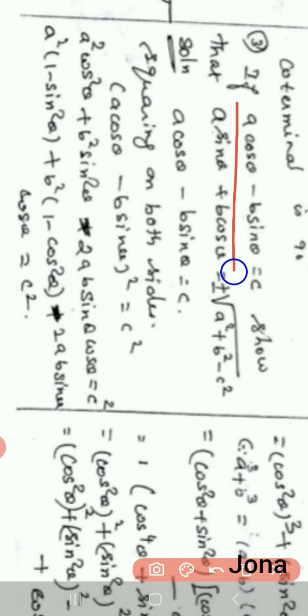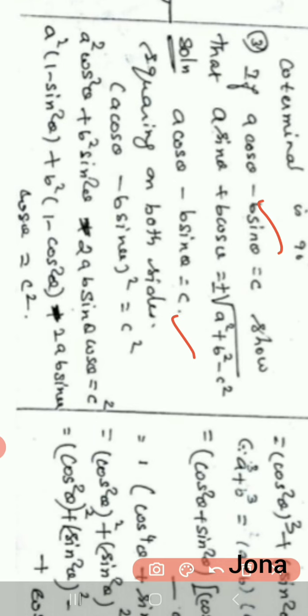Okay, look at the next problem, third sum. If A cos theta minus B sin theta equal to C, show that A sin theta plus B cos theta equal to plus or minus root of A square plus B square minus C square. What is given in the problem? This A cos theta minus B sin theta equal to C. This is given in the problem.